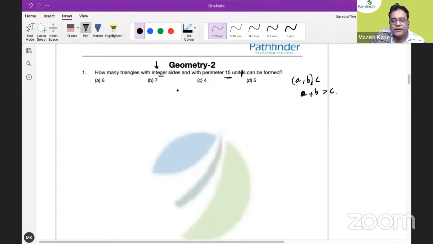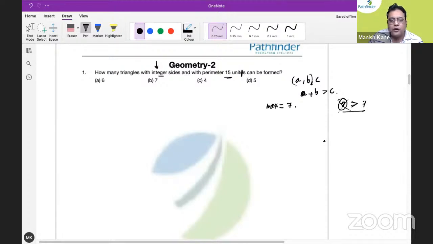Now we have two conditions here. The sides have to be integers. And the second condition is A plus B is greater than C, which means that the maximum length of a side has to be 7. Can we have a side of 7 units? Yes, we can, but we can't have a side of 8 units. Why? If we have a side of 8 units, then the sum of the other two sides will be 7, and 8 is greater than 7. So we can't form a triangle if the largest side is 8 units.